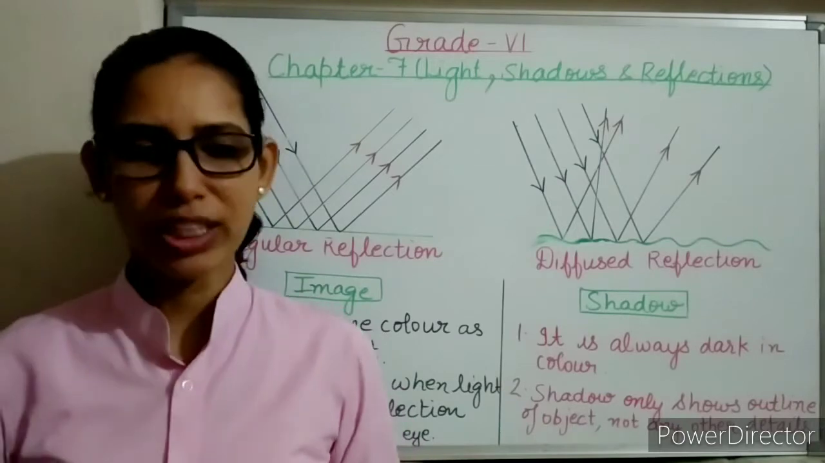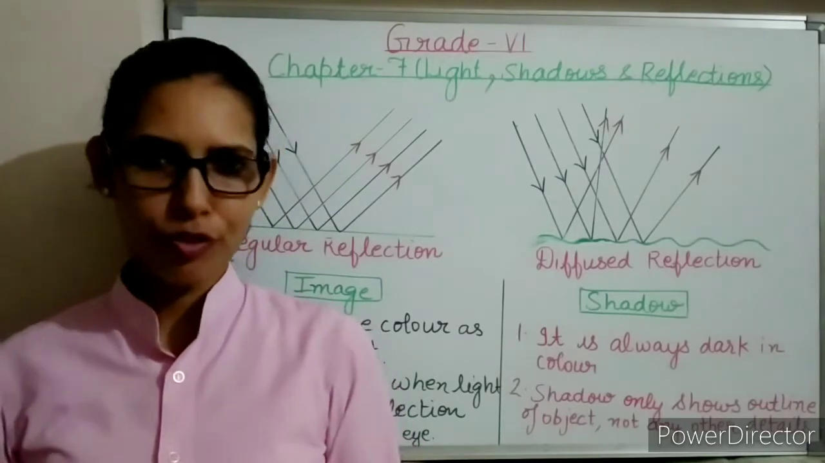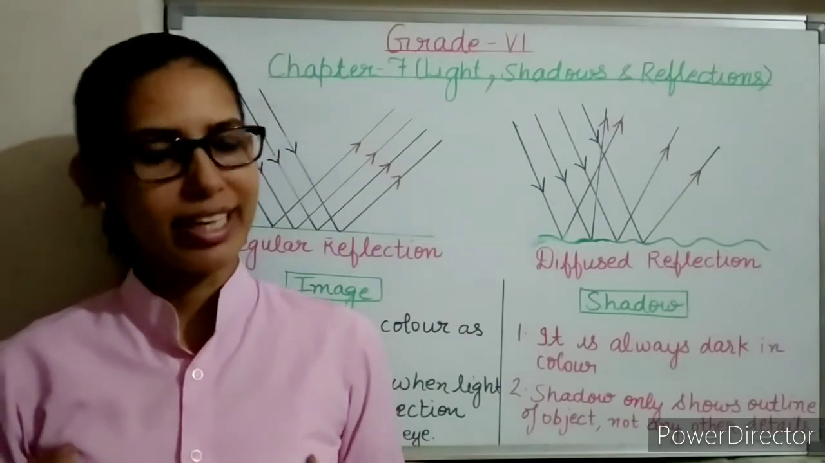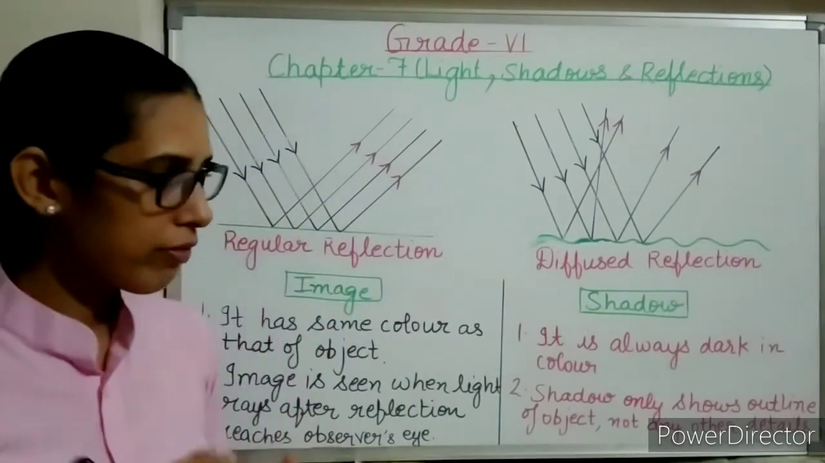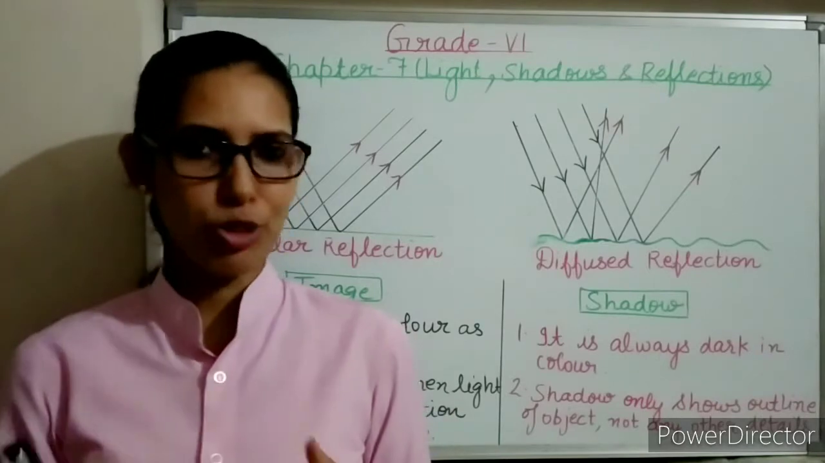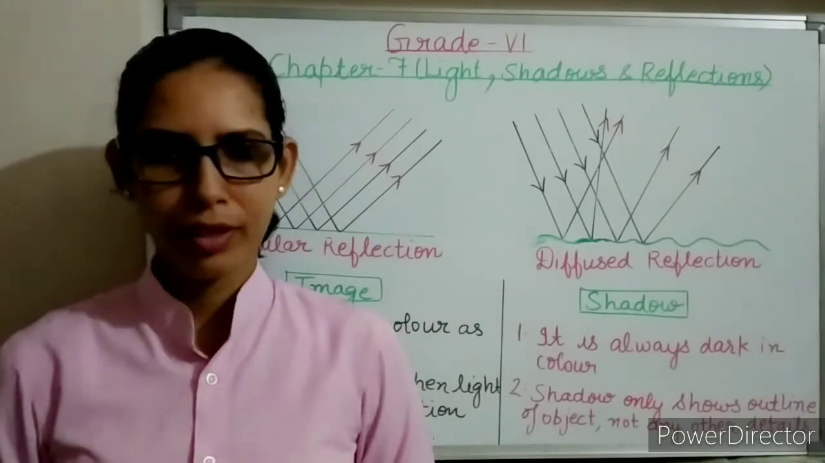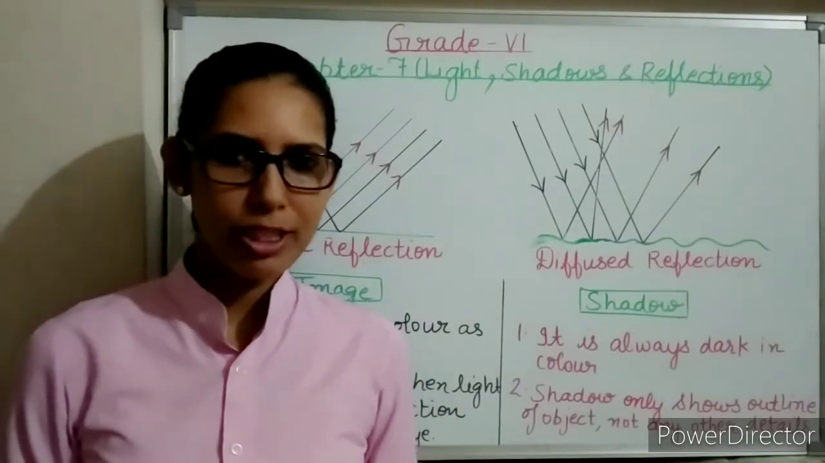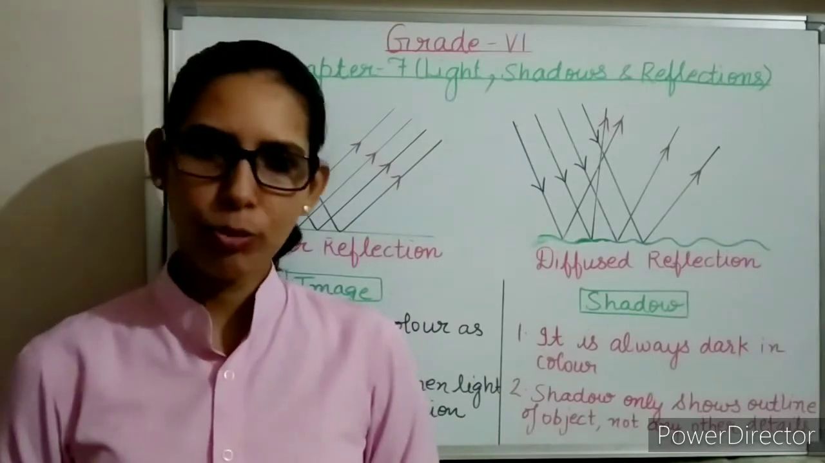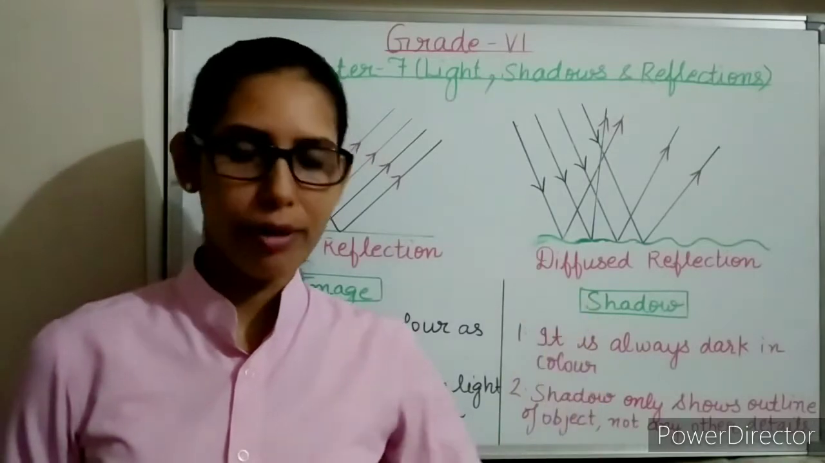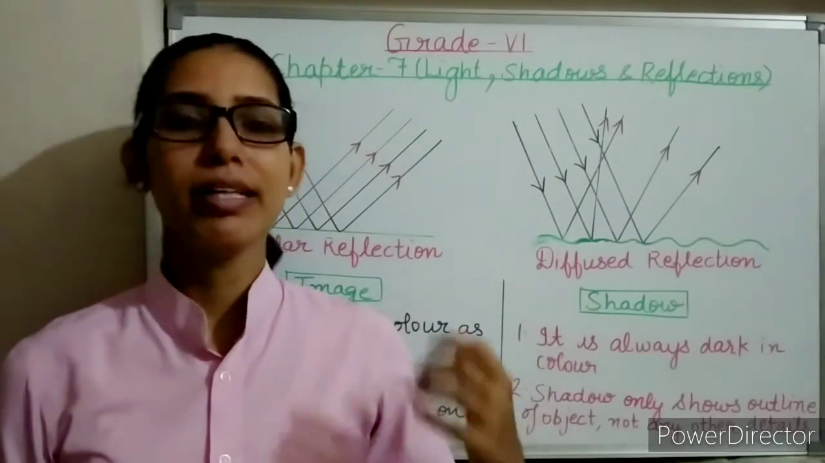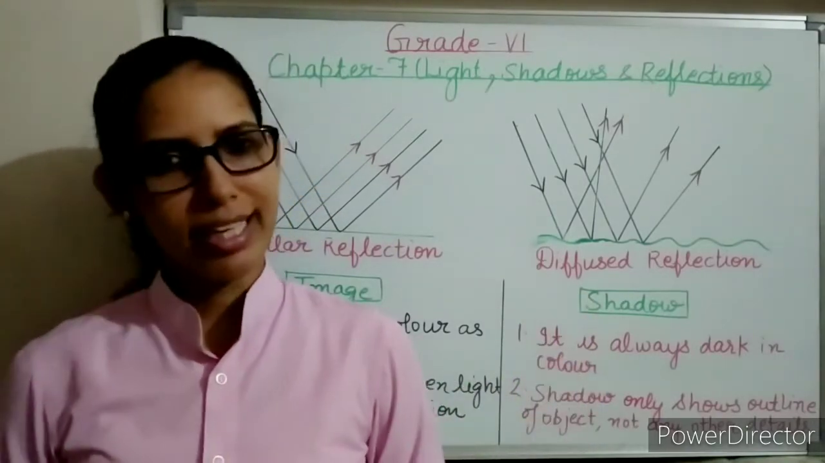After that, we studied what a shadow is, how a shadow is formed, and the different characteristics of a shadow. So today we will see how light helps us to see the objects around us. Let's revise what luminous objects and non-luminous objects are. Luminous objects are the objects that emit light of their own. For example, bulb, sun, tube light, etc.